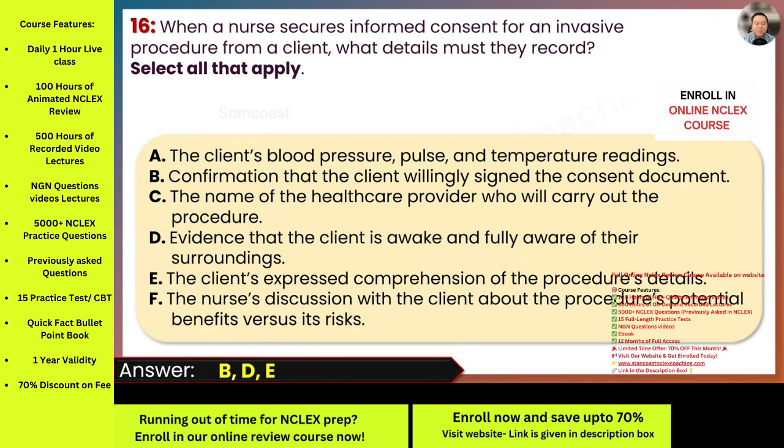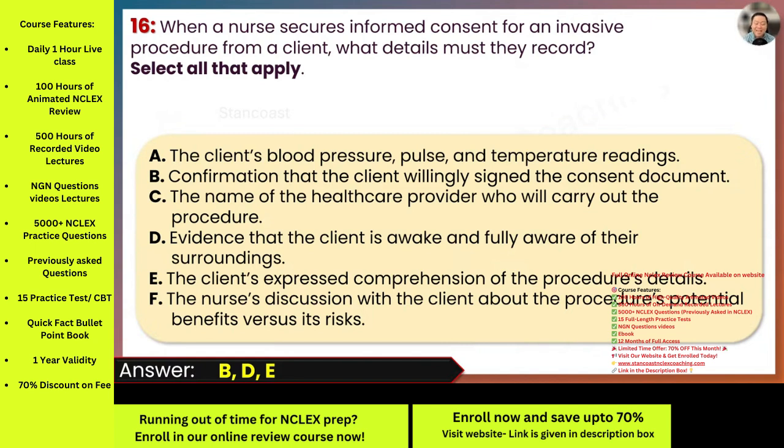Okay. Now, letter C, why is this incorrect? Well, the provider's name is already on the consent form and the nurse doesn't need to document it separately. Your role is to confirm the patient understands the procedure, not to restate the provider's details. And letter F is also incorrect because explaining the risks and the benefits is the provider's job, not the nurse's. And the nurse can do the reinforcement of the information of what the healthcare provider has given, but your role should not be to give details.